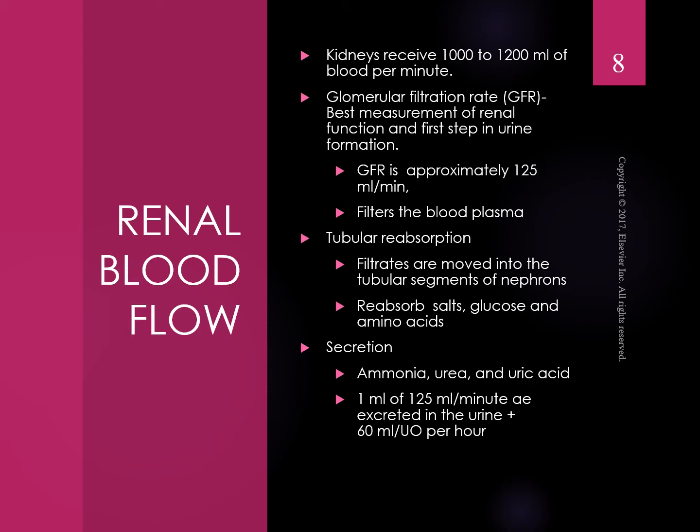So when we're talking about renal blood flow, the kidney receives 1,000 to 1,200 mLs of blood per minute. The glomerular filtration rate measure is the best measurement of renal function and the first step in urine formation. The glomerular filtration rate is approximately 125 ml per minute. It filters the blood plasma.